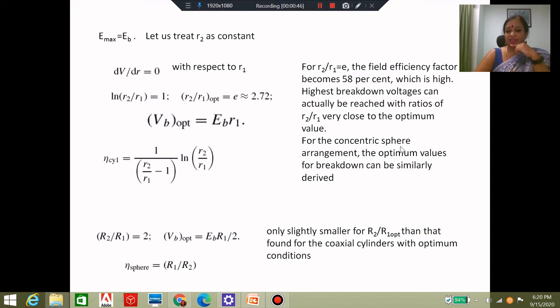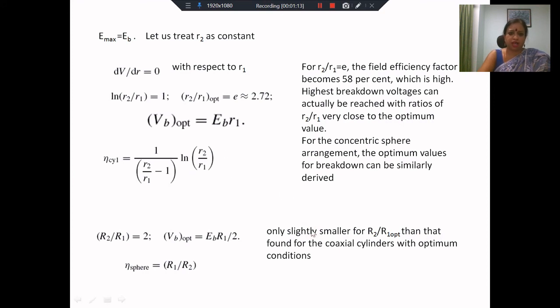So for the concentric sphere arrangement, the optimum values for the breakdown can be independently derived. I have independently derived them by using the same methodology, and I have independently obtained the field efficiency factors. And this field efficiency factor for the spherical arrangement is only slightly smaller for R2 by R1 than what you have found for the coaxial cylinder with optimum conditions. So these are pretty close together.